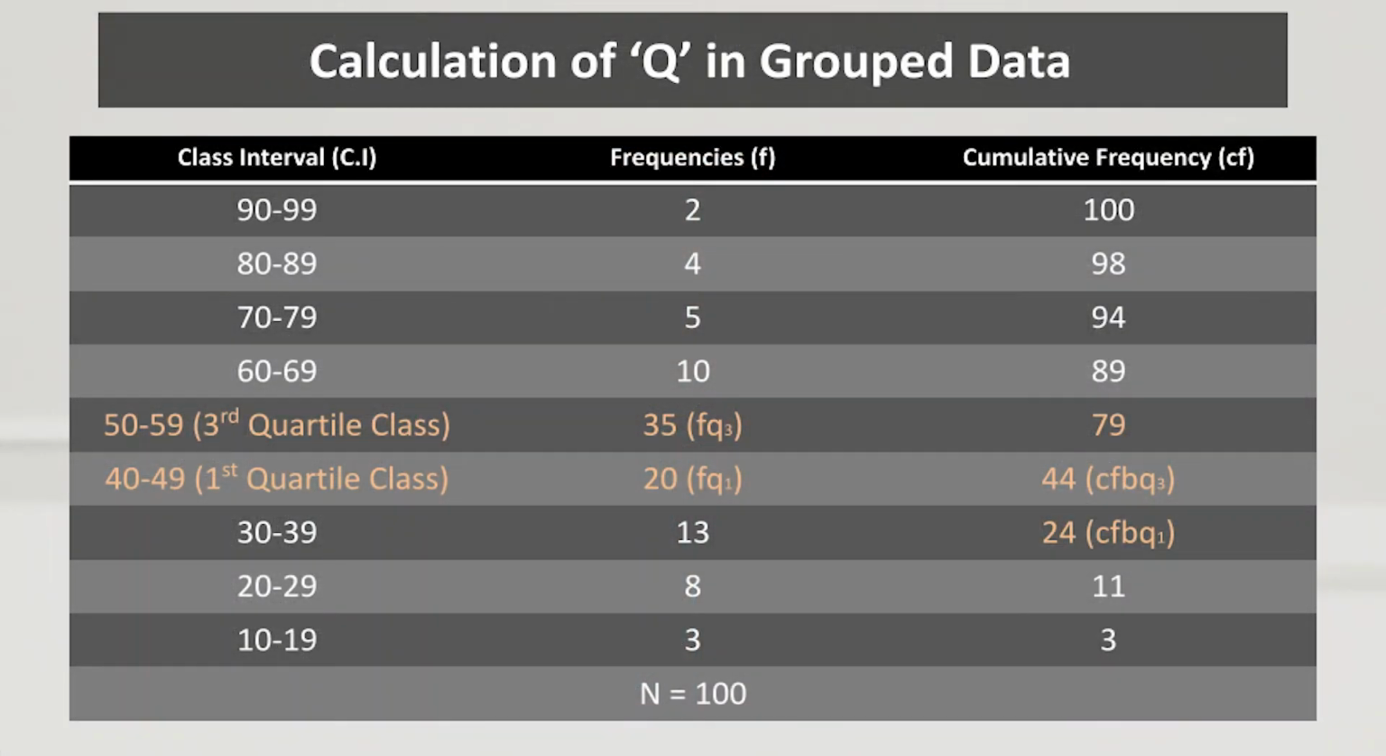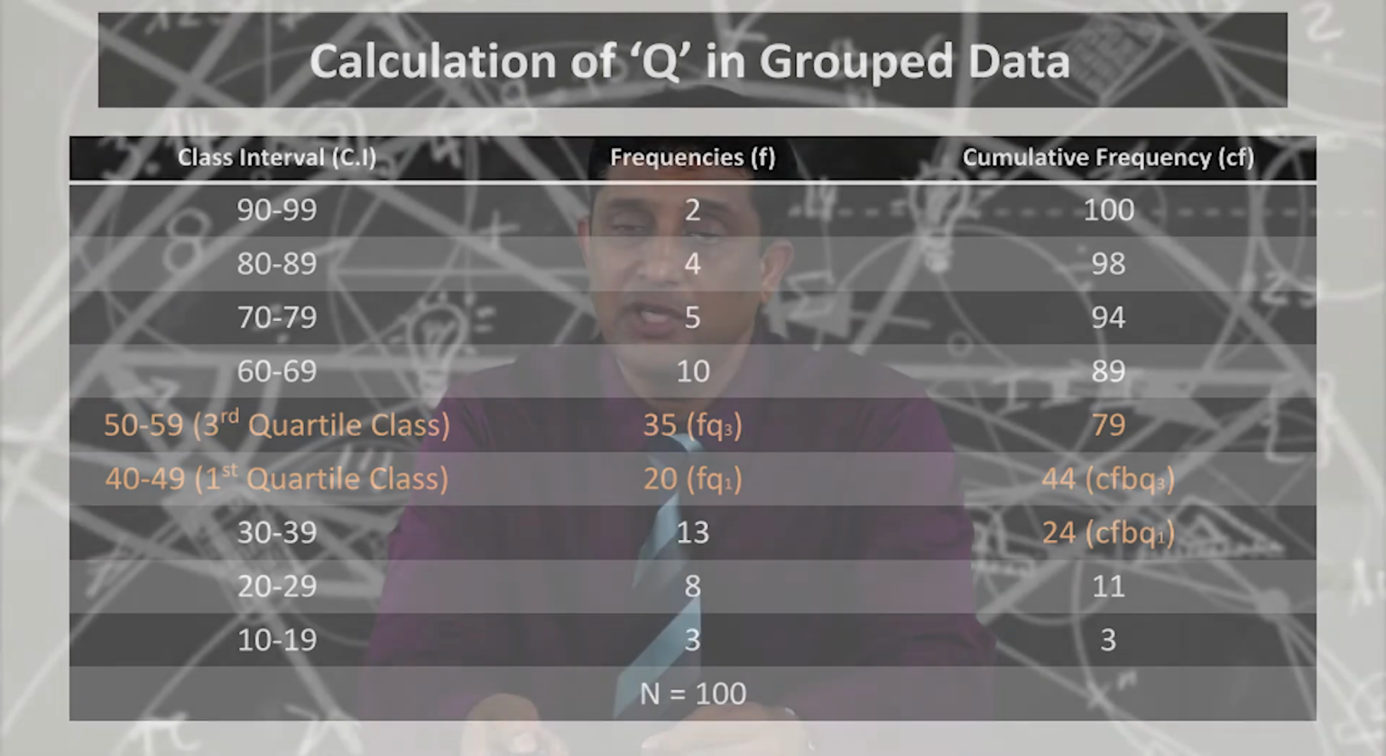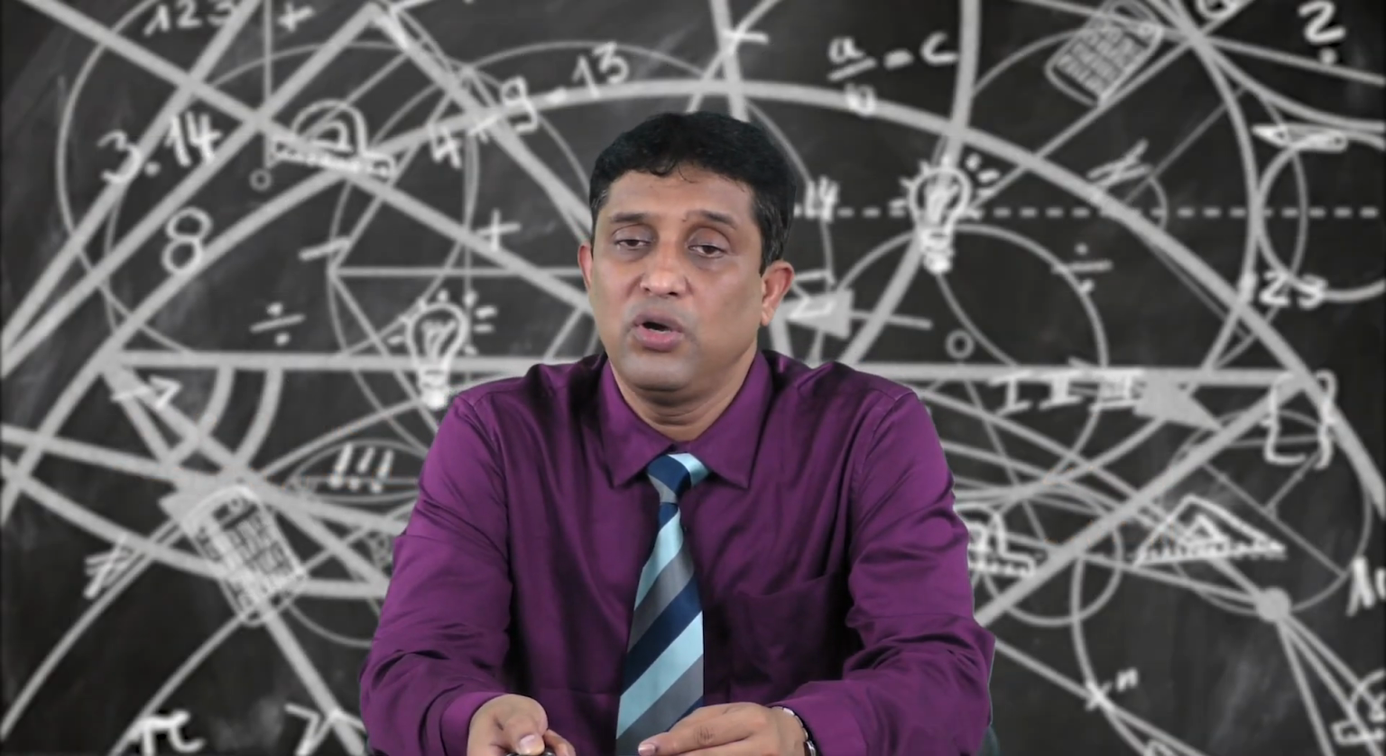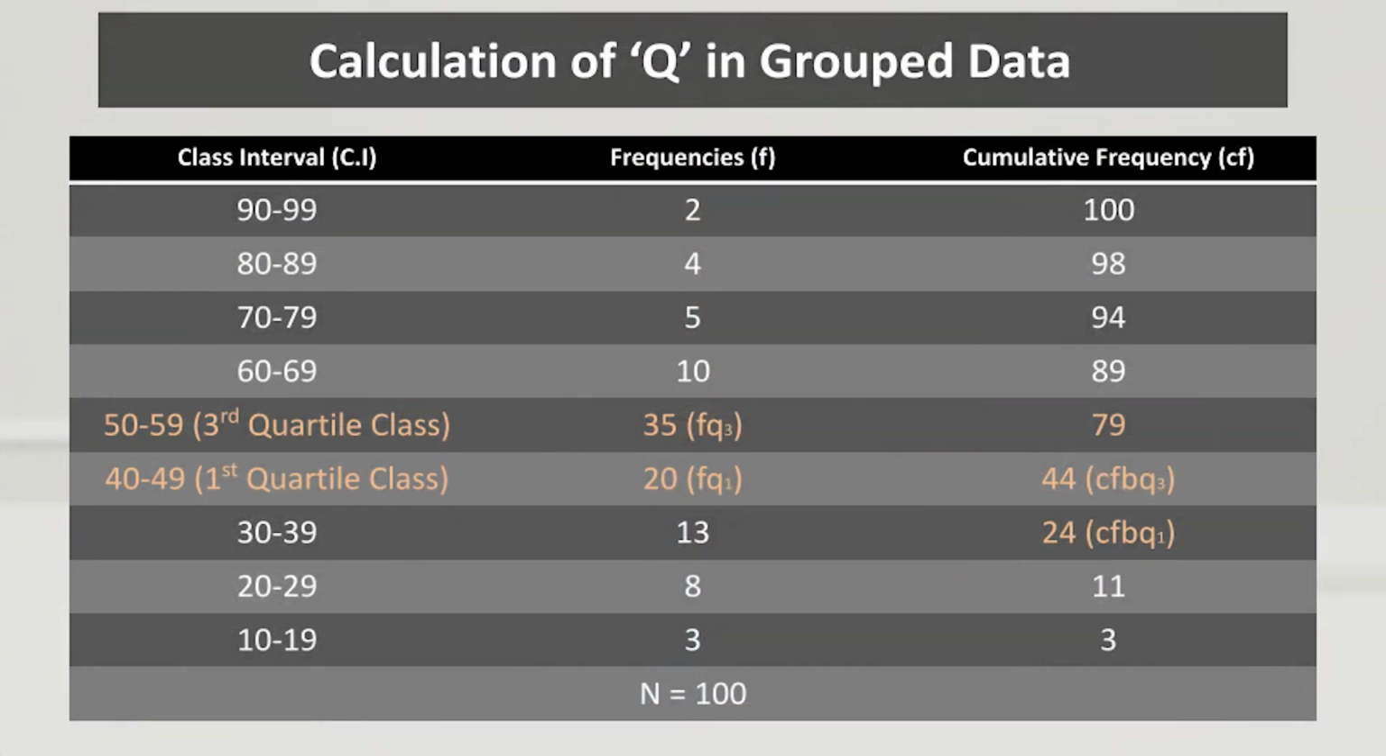Then here you see in the table how we have calculated it. The first two columns we have already discussed: class interval and frequency. But the third column is the cumulative frequency. How have we calculated the cumulative frequency? From the lowest class interval, the frequency of the lowest class 10 to 19 is 3, and the calculation of cumulative frequency will start from here. So the cumulative frequency of 10 to 19 is 3.